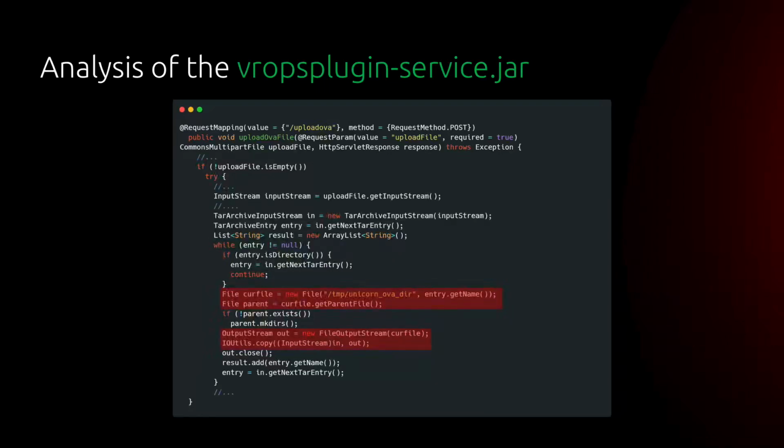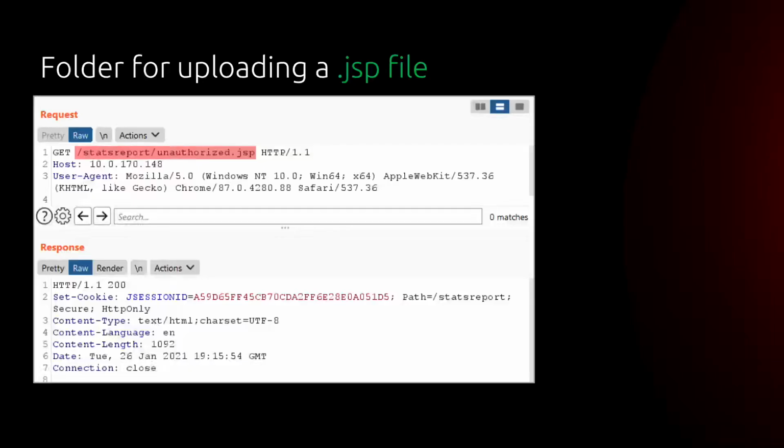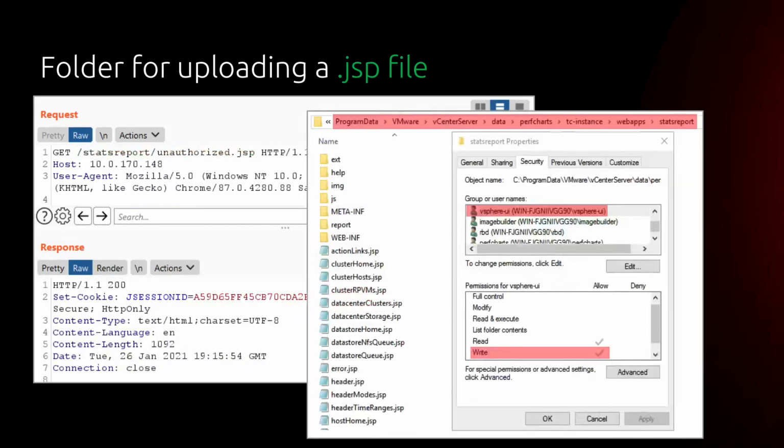using an HTTP request from an unauthenticated user. In our search for a candidate location, the folder statsreport, in which JSP files are located, looks promising. The check for unauthorized access to JSP scripts yields success, as you can see on the slide. Let's check whether the vsphere-ui user has write privileges to the directory. And sure enough, it does.